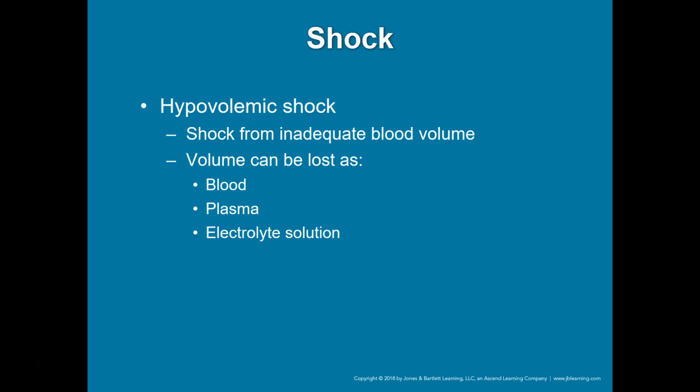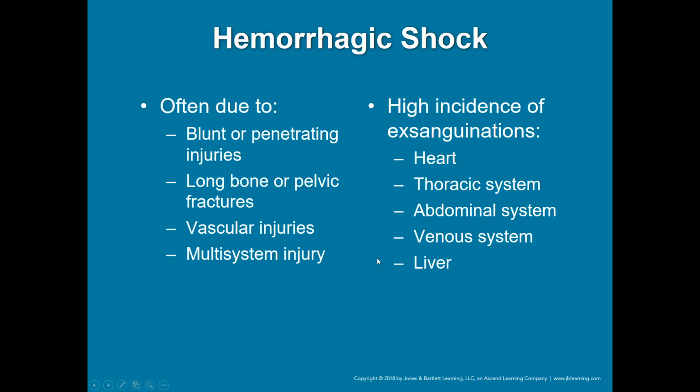So hypovolemic shock is shock from an inadequate volume of blood. It can be lost as blood, plasma, or as an electrolyte solution. Hemorrhagic shock is often due to blunt or penetrating injuries, gunshots, car wrecks, long bone or pelvic fractures. Your femur and your pelvis hold a lot of blood actually inside the bone, and they're also able to conceal a very large amount of blood in the spaces of your leg and your pelvis.